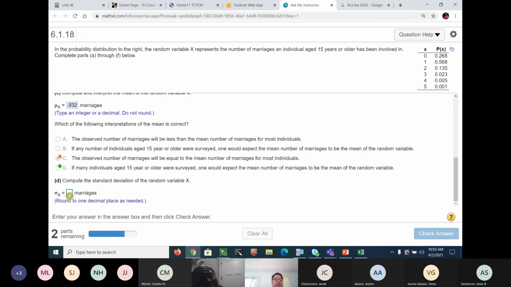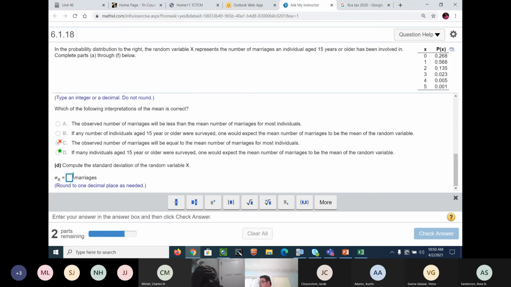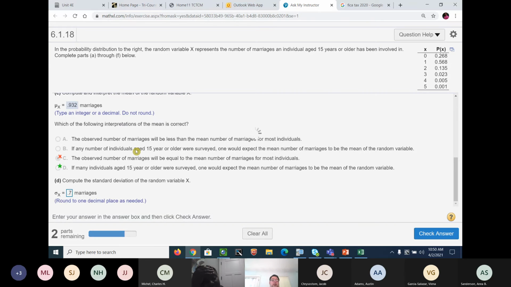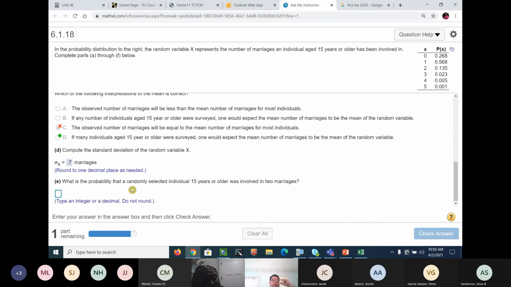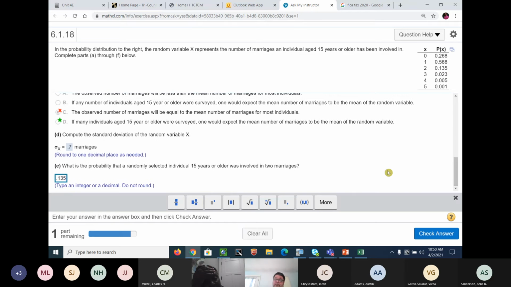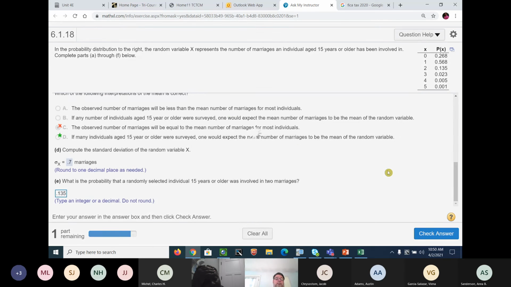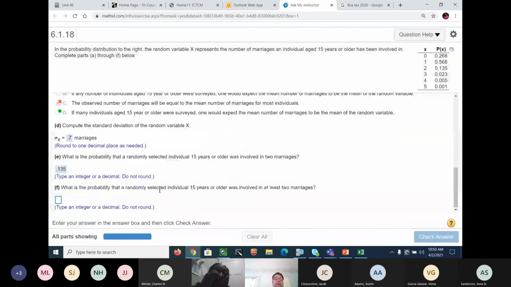Compute the standard deviation. And the standard deviation is 0.7. It says round to 1 decimal place, so that'd be 0.7. What is the probability that a randomly selected individual 15 years or older was involved in 2 marriages? 0.135. What is the probability that a randomly selected individual 15 years or older was involved in at least 2?